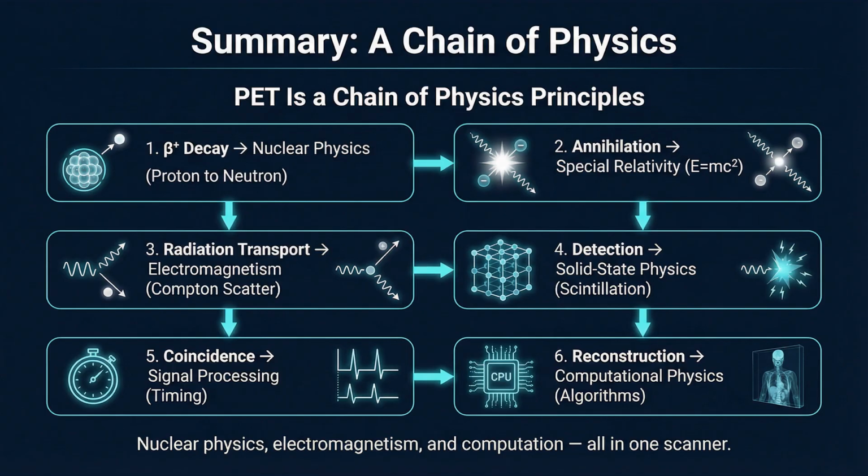Summary: PET is a chain of physics. Beta plus nuclear decay produces a positron. Annihilation turns mass into 2 511 kiloelectron volt gamma rays. Radiation transport through tissue is dominated by attenuation and Compton scatter, and high-speed detectors plus coincidence timing convert photon pairs into lines of response that computers reconstruct into a 3D activity map. Nuclear physics, electromagnetism, and computation.